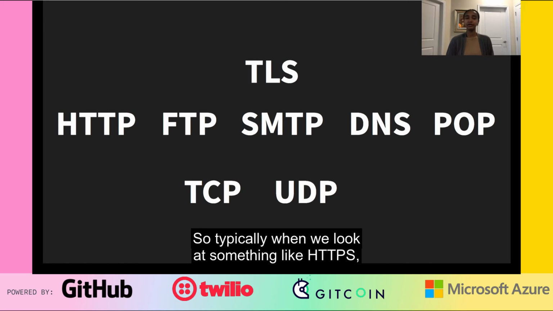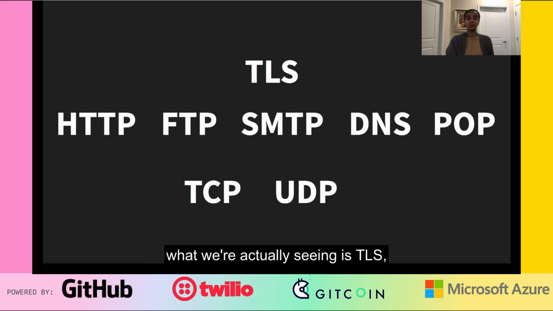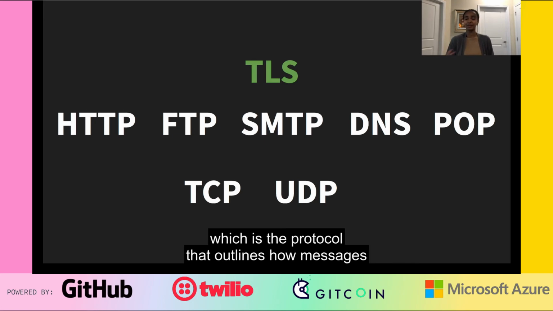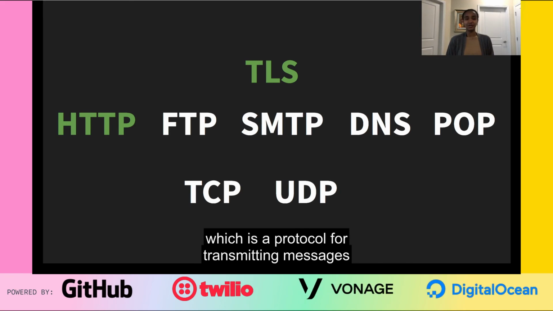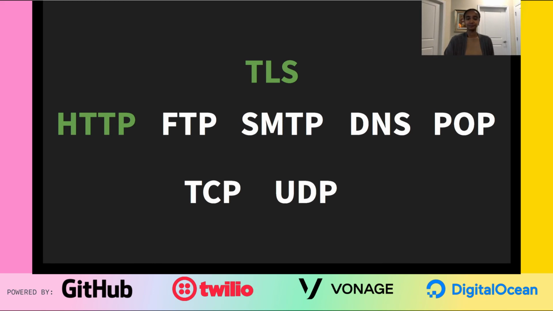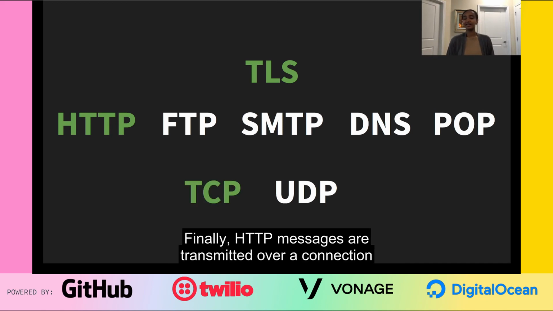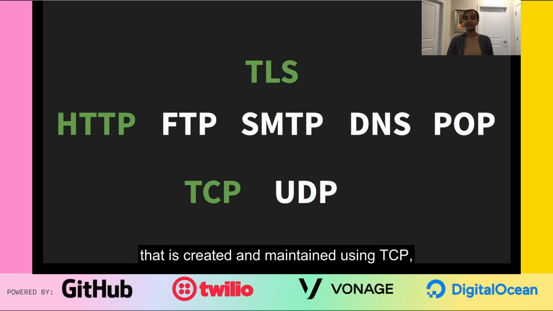So typically when we look at something like HTTPS, what we're actually seeing is TLS, which is the protocol that outlines how messages should be encrypted and how user identity should be authenticated. TLS is applied to HTTP, which is a protocol for transmitting messages that we just covered in this talk. Finally, HTTP messages are transmitted over a connection that is created and maintained using TCP, the Transmission Control Protocol.